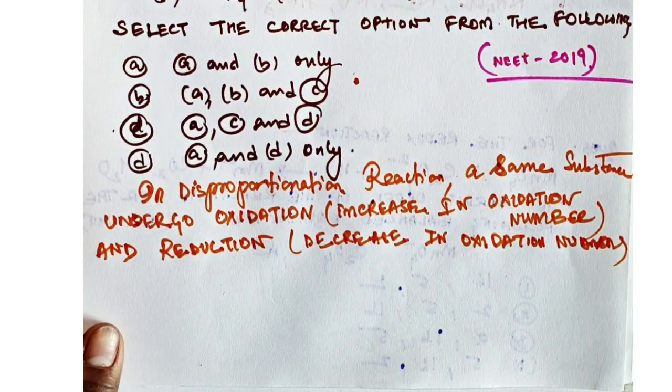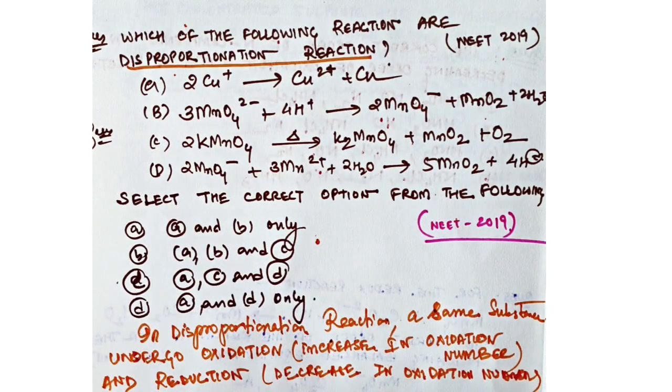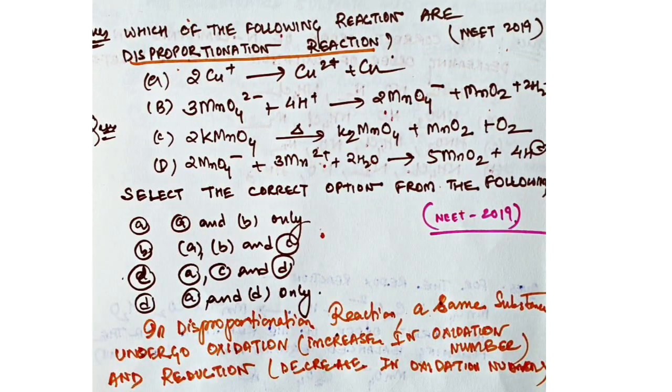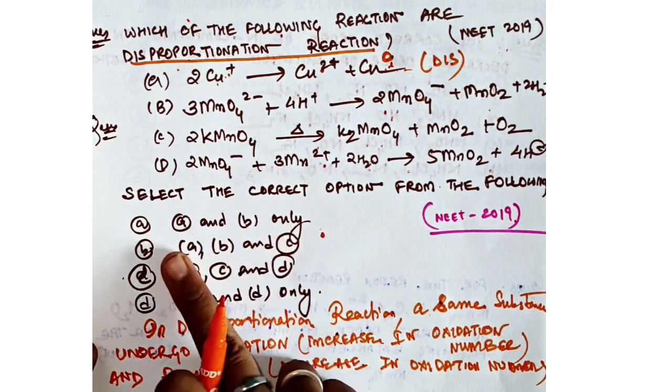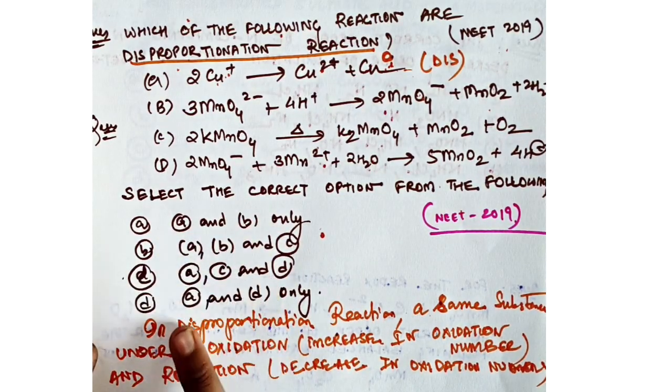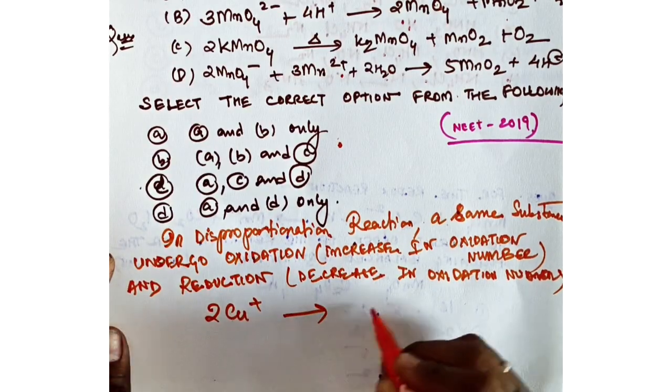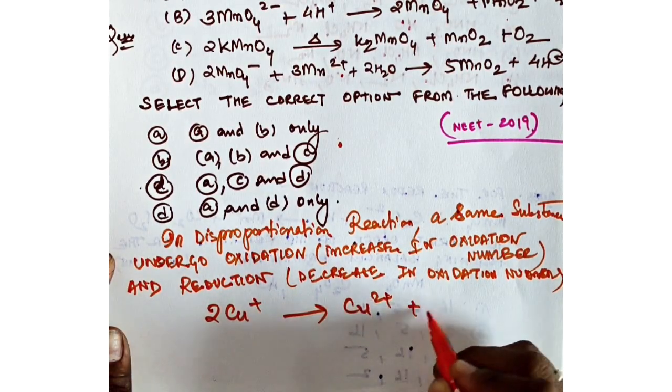Okay, so let us see among these reactions which one is undergoing simultaneously oxidation and reduction, both, which means which molecule is breaking down. So now see here this copper. Select the correct option from the following. There are many options given here, so you have to see which one is your disproportionation reaction, so you have to find it. Cu+ gives Cu2+ and Cu.